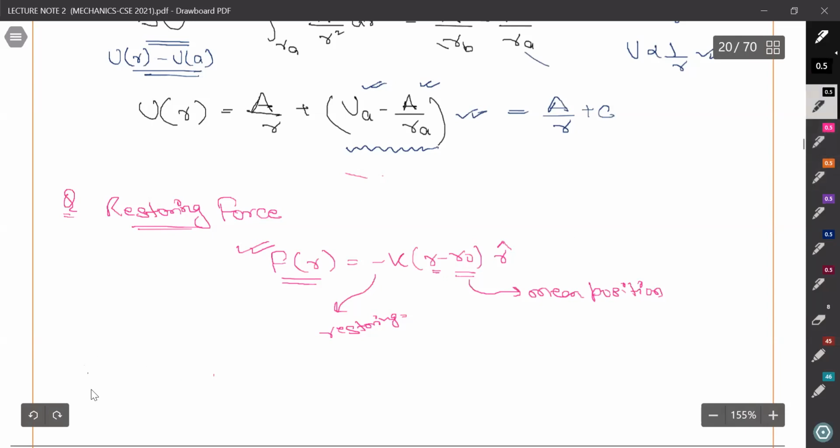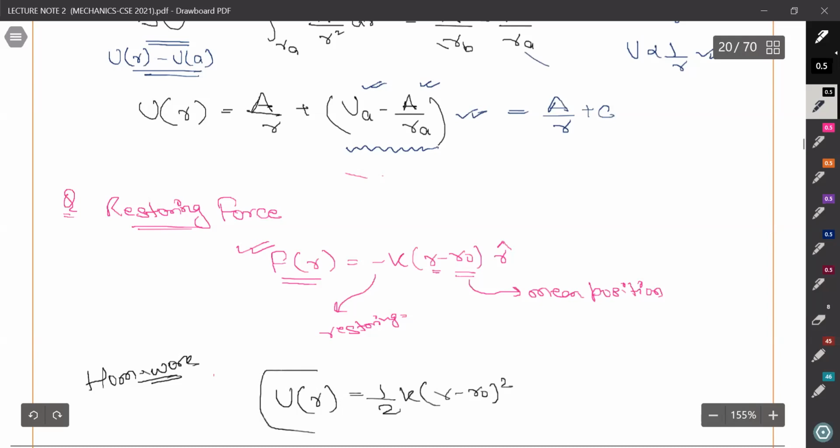So this I will make as homework. You have to find it out, and its ur is equal to half k (r minus r naught) whole square. You might be familiar with this term: F is equal to minus kx, and U is equal to half kx square. So you have to do it on your own. It is very easy to solve.